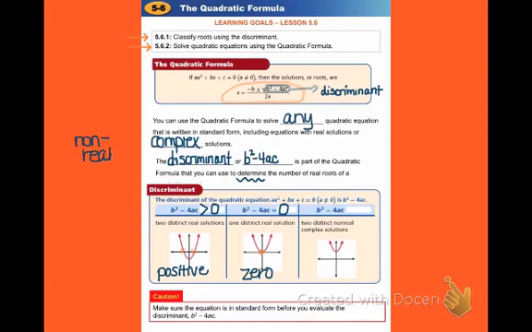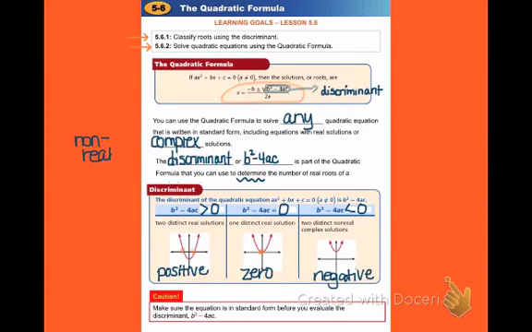And then finally, if b squared minus 4ac is less than 0, in other words, if we have a negative number for our discriminant, that means there are 2 distinct non-real complex solutions. So that means there are no real solutions because this parabola never crosses the x-axis at all.